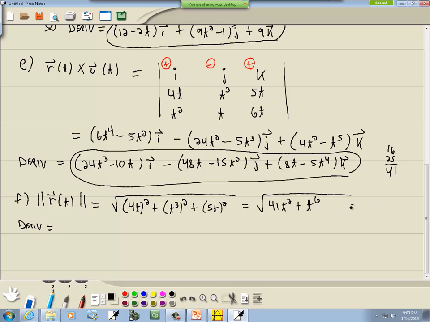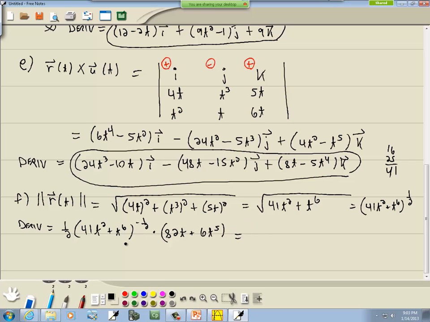Well, this is the same as writing it as 41t squared plus t to the 6, to the 1/2 power. Taking the derivative with respect to t, this is parentheses to a power, chain rule. Take your 1/2, put it out in front. What's inside the parentheses remains as is, so this is 41t squared plus t to the 6. Lower your power by 1, so it becomes negative 1/2. And then times the derivative of what's inside. So that gives us 82t plus 6t to the 5th.